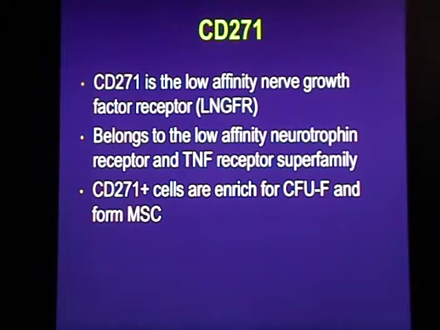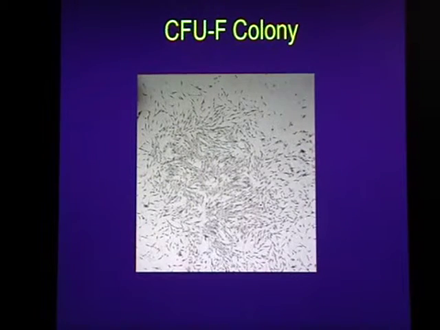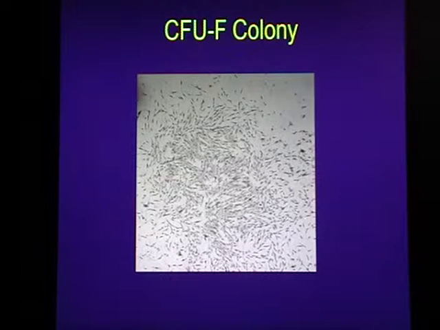Another marker that's been used to identify MSCs is an antigen called CD271. This is the low affinity nerve growth factor receptor. It belongs to the low affinity neurotrophin receptor and TNF receptor superfamilies. When bone marrow cells are isolated based upon expression of CD271, so antibodies to 271 highly enrich for CFU-F and form MSCs. This is a typical CFU-F colony, and you can see the fibroblast-like nature of these colonies, and the majority of the CFU-F activity from marrow cells is isolated in the CD271 population.